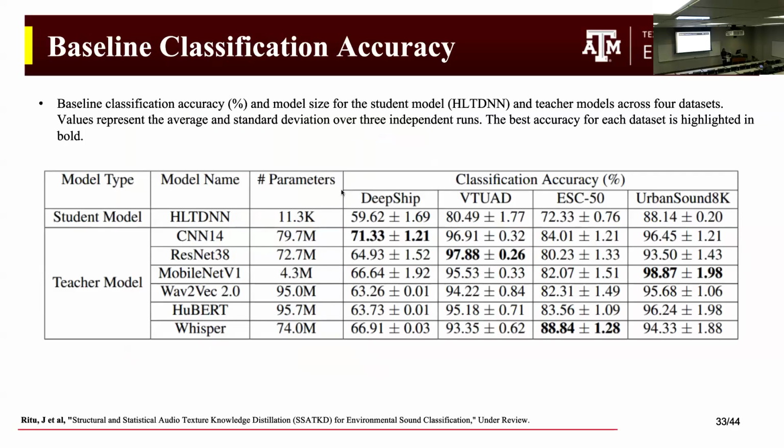And as I mentioned, I have 4 datasets. So I presented results for all the 4 datasets. You see the student model for the DeepShip dataset was 59.62%, whereas with the teacher, we got the highest, 71.33%. And for VTUAD, the student had around 80%, and ResNet38 was 97%. And it's true for all these datasets.